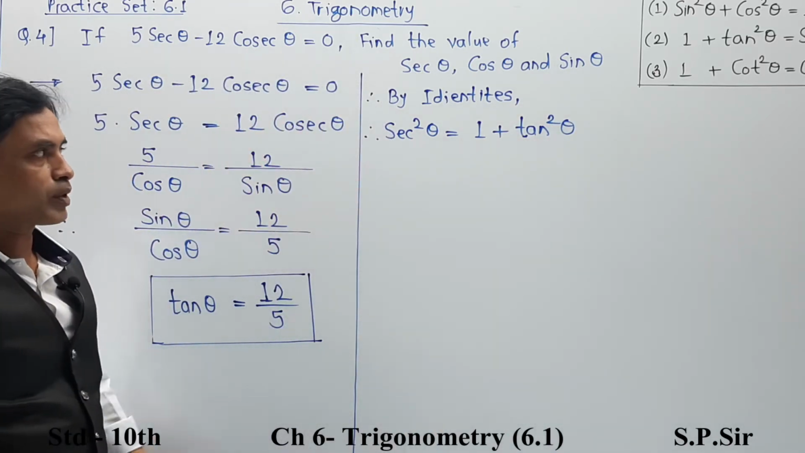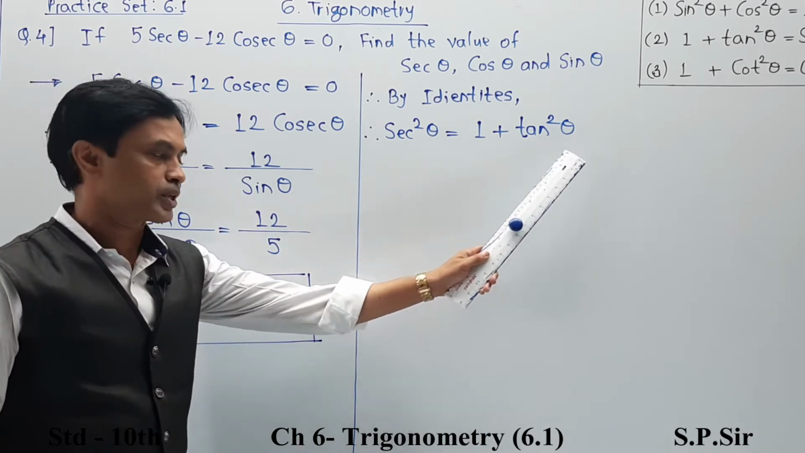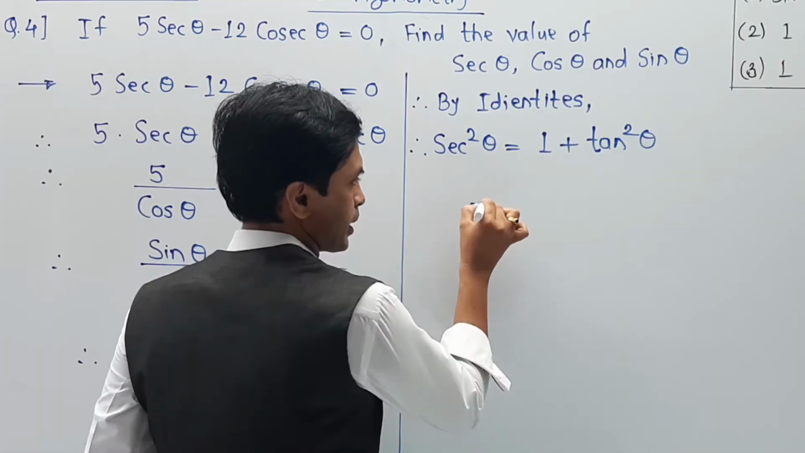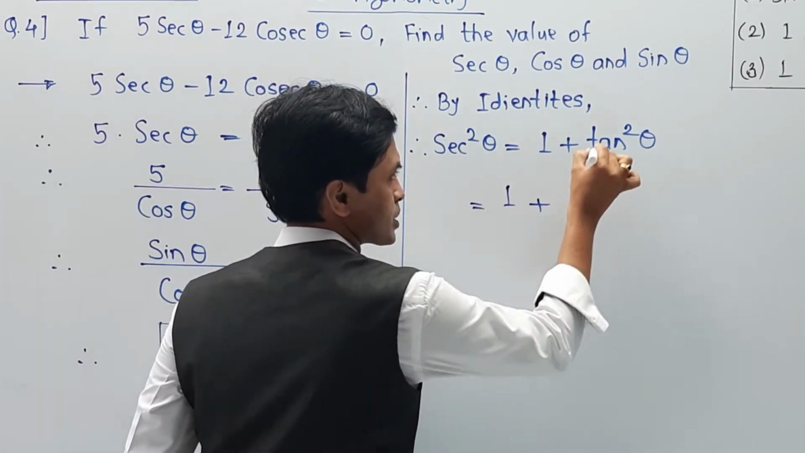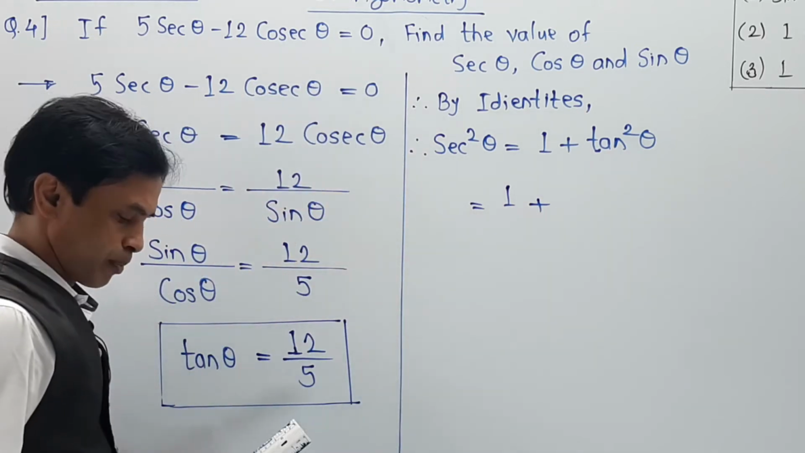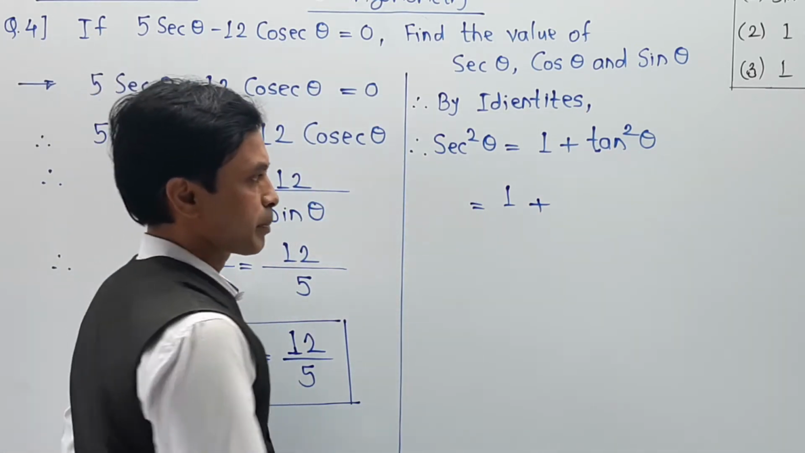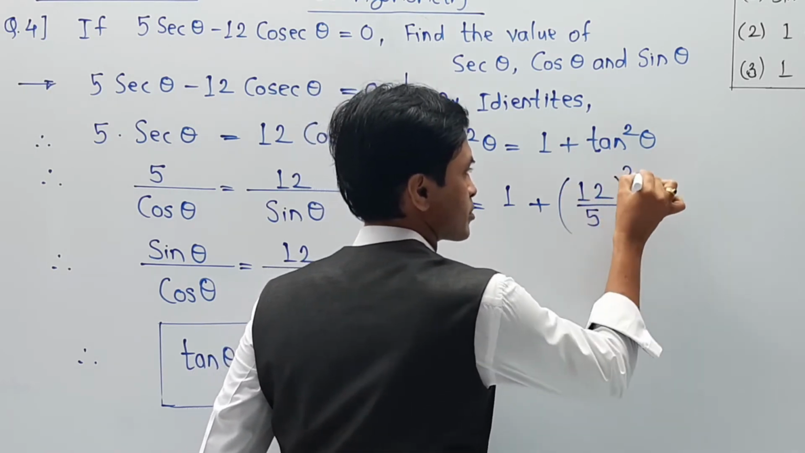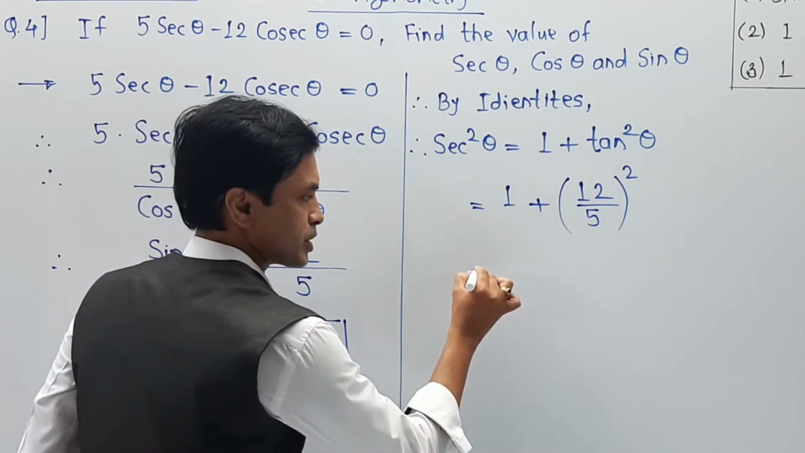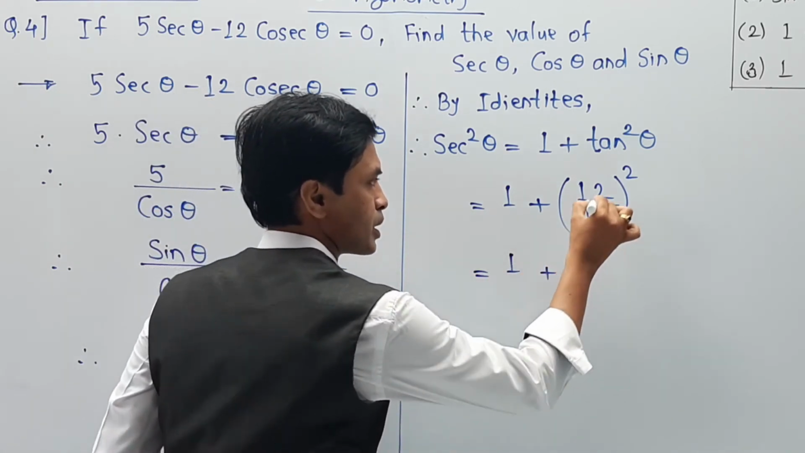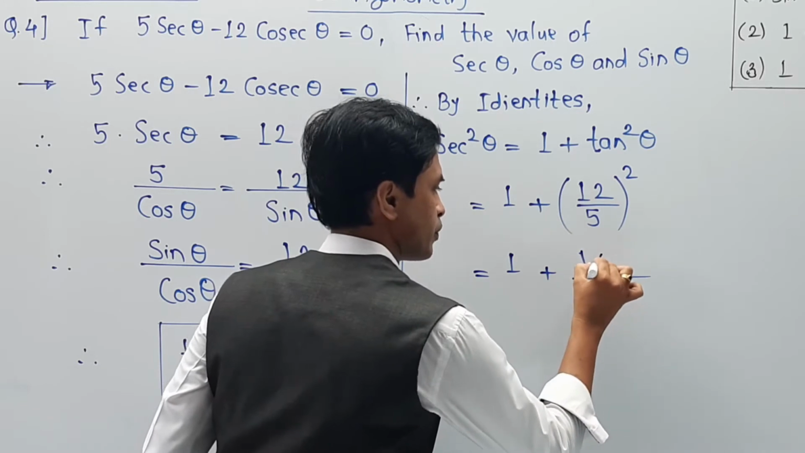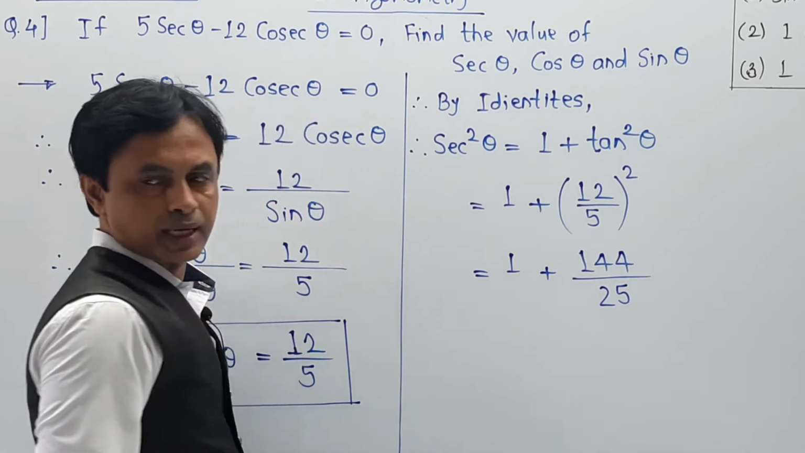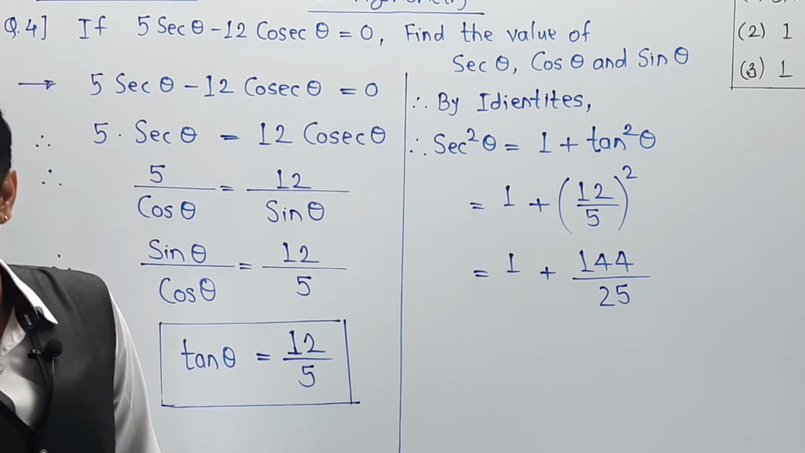Now starting the modification from that part, sec square theta is 1 plus tan square theta, and we know the value of tan theta, that is 12 upon 5. So it becomes 1 plus (12 upon 5) whole square. Next step of simplification: 1 plus 144 upon 25, since 12 square is 144 and 5 square is 25. Up to this step no student has a problem.